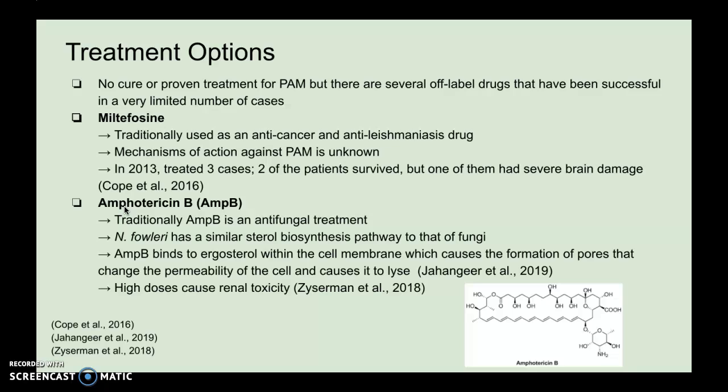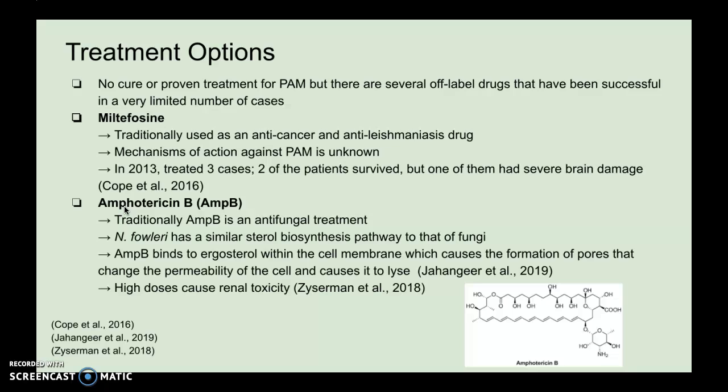So there is no cure or proven treatment for PAM. However, there are several off-label drugs that have been successful in a very limited number of cases. One of these treatments is miltefosine. This is traditionally used as an anti-cancer and anti-leishmania drug. The mechanism against PAM is unknown. However, in 2013, 3 cases were treated with miltefosine, 2 of which survived. However, one of the patients had severe brain damage.